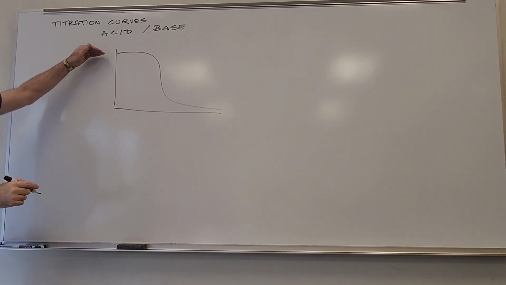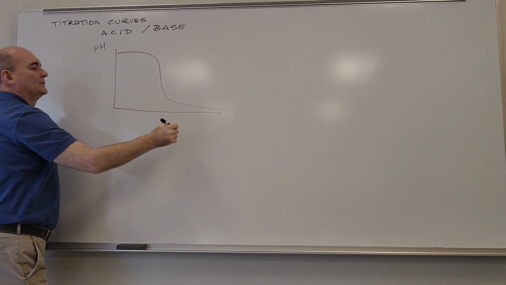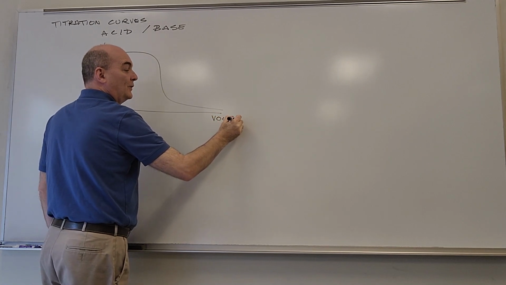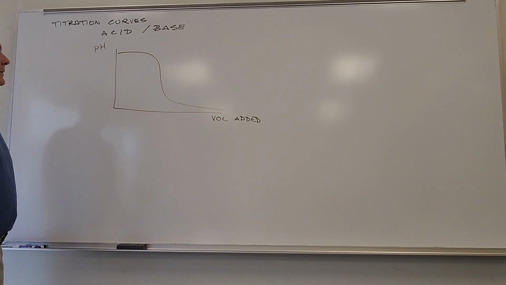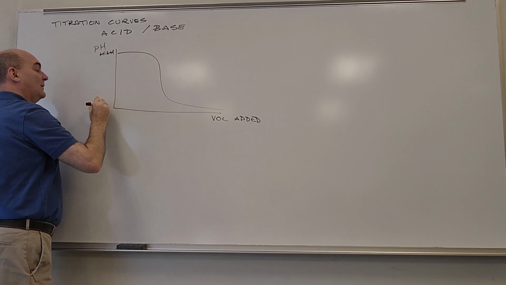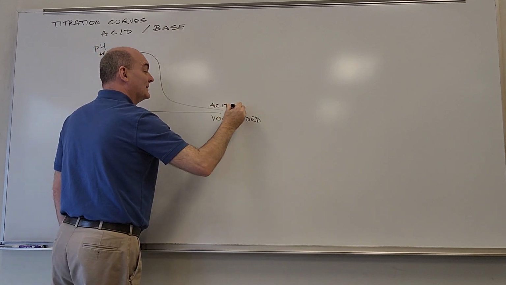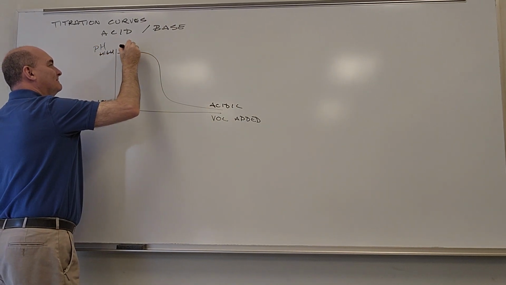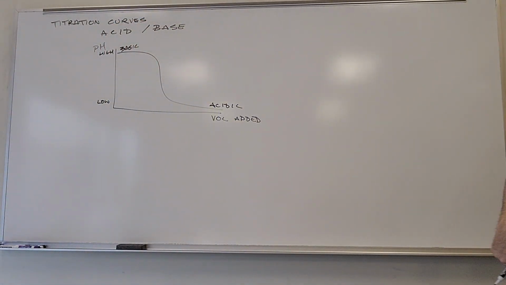What goes on this scale? The pH. And what goes on that scale is volume of added... Well, what am I doing? Am I adding acid to base or base to acid? I'm adding acid to base because if this is pH, then these are high values and those are low values, which means this is acidic, that is basic. All right, so there are a couple of regions on a titration curve.